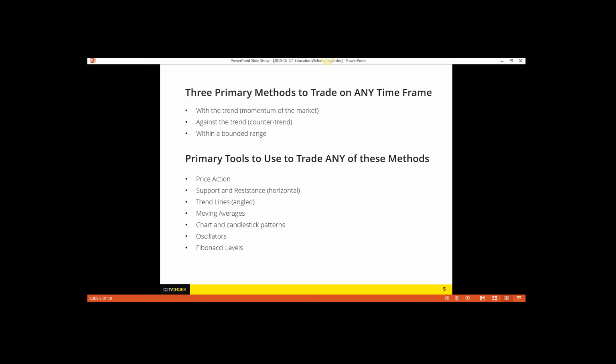Second of all, very important, are support and resistance. Support and resistance are basically horizontal levels in the market where price tends to turn. So that is where we find supply and demand, and I'm going to talk about that in a second. And then we use trend lines, and I'm going to show you that in a minute as well. We use moving averages, we use chart and candlestick patterns, we use oscillators like MACD, like stochastics, like RSI.